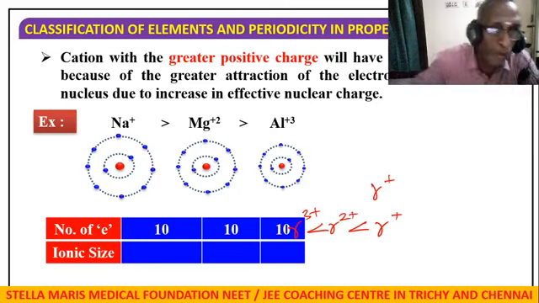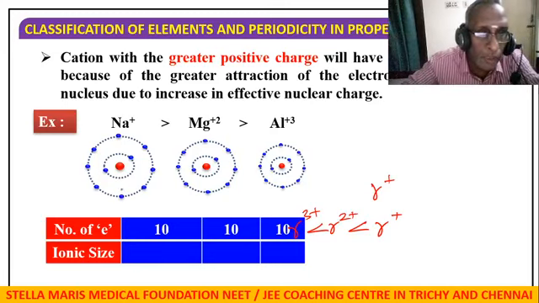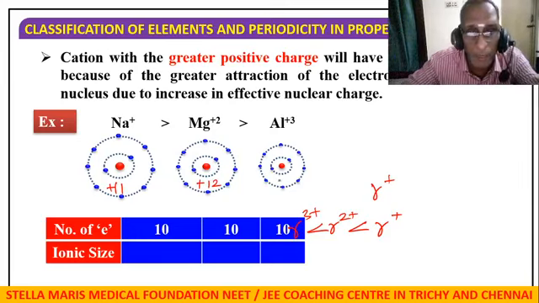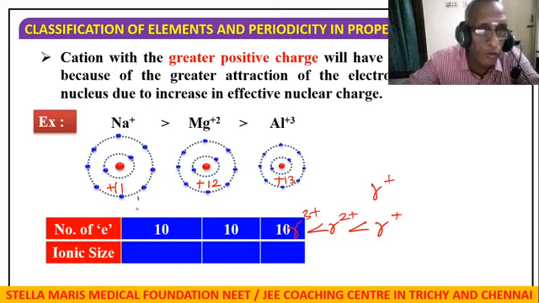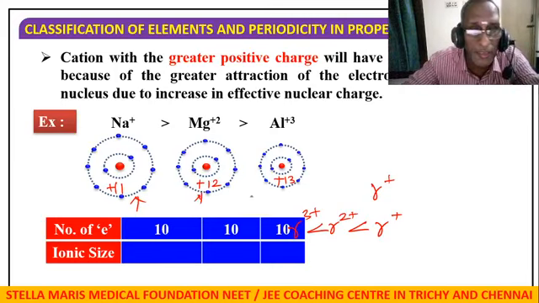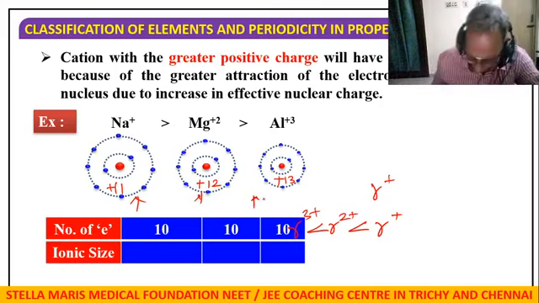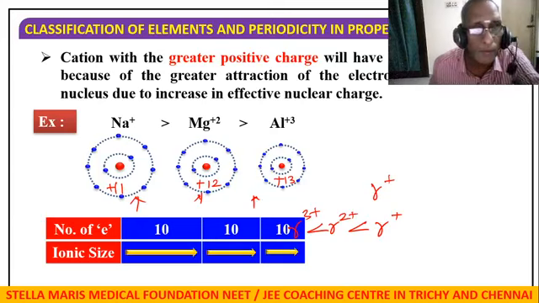But in terms of ionic size, nuclear charge is plus 11 for sodium, plus 12 for magnesium, and plus 13 for aluminum. So when effective nuclear charge increases, size decreases. That is why they have lower size. Ionic size decreases.